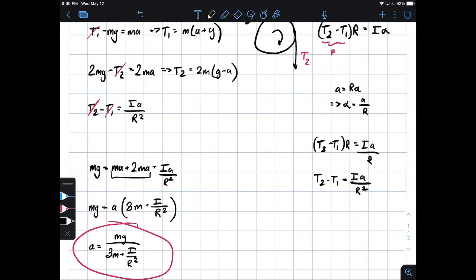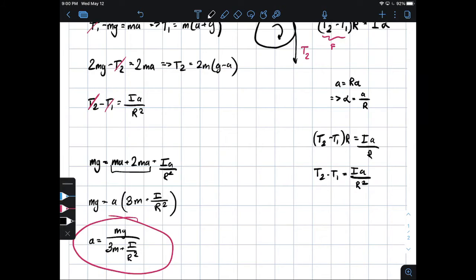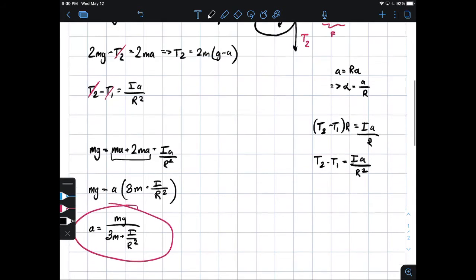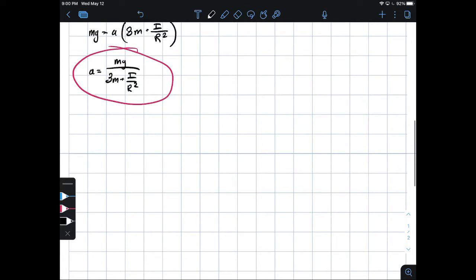And I feel like that's kind of the extent of what you would want to solve for. I mean, technically you could solve for anything if you want, but those are the two main things. You'd probably be asked tension or acceleration. But that's that. And I want to keep this relatively brief, so let's move on to the second problem.